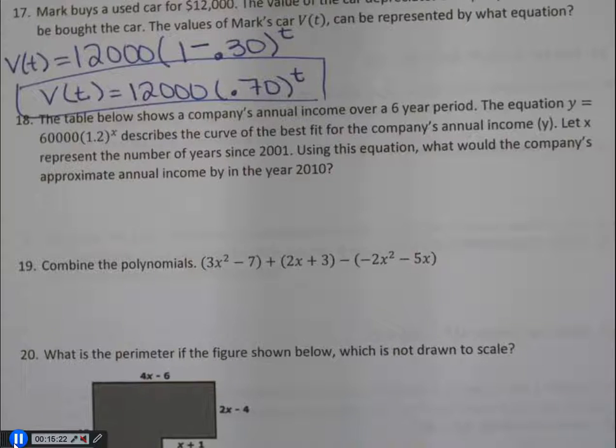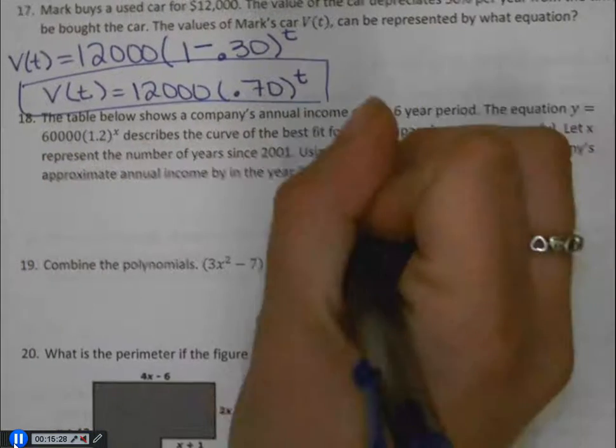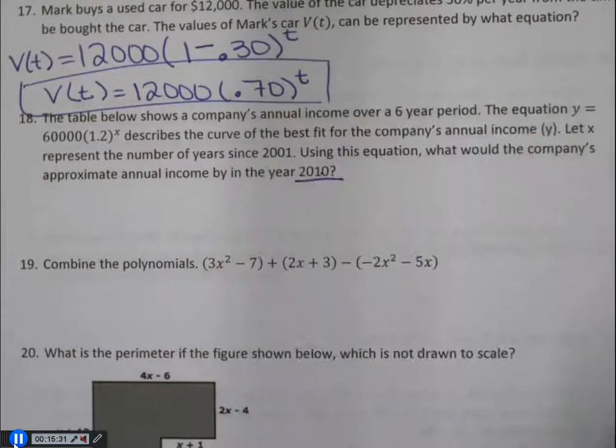Number 18 is talking about salary over a certain amount of time. It gives me this equation. It tells me that I'm looking at the year 2010, but the data started for 2001. Ashley, stop helping me.